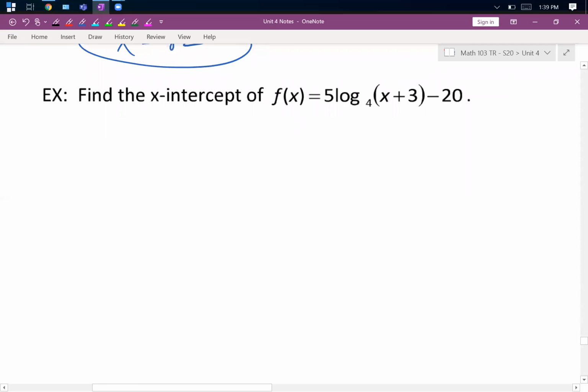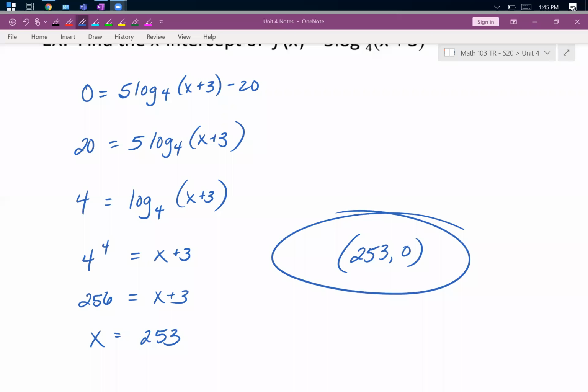We're asked to find the x-intercept of this log function, f of x equals 5 times log base 4 of (x plus 3) minus 20. So how do we find the x-intercept of anything ever in our lives? Set y to 0. We're going to let y be equal to 0 and solve for x. All right, I'm going to let you work on this. Our last collaboration of the year.